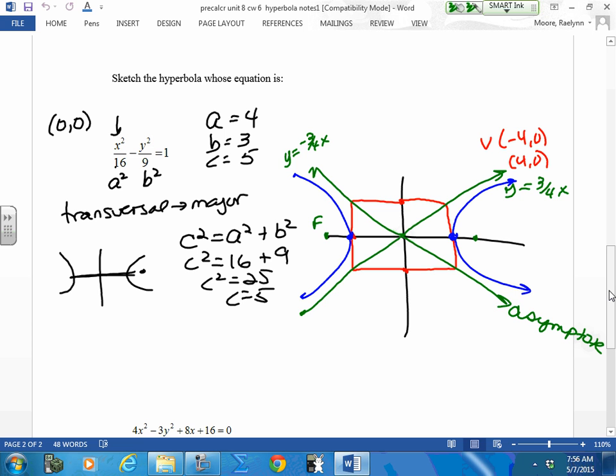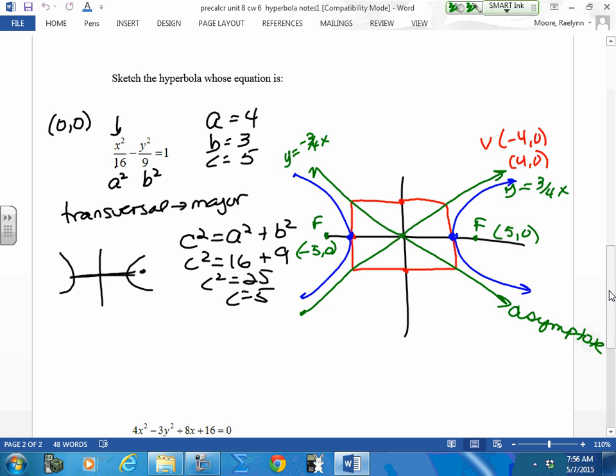So that's why it's a little extended. So your c is 5. So your focus is (5, 0) and (negative 5, 0). See where your focus is? Outside. Your focus on the ellipse was inside the ellipse, so we subtracted those two. On the hyperbola, it needs to be outside, so we add them together. Push us out of the box.